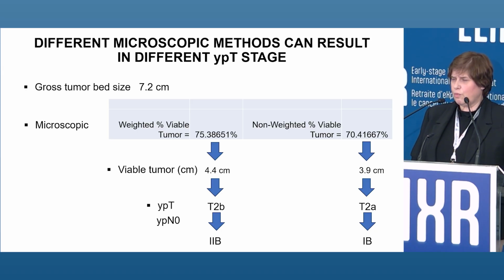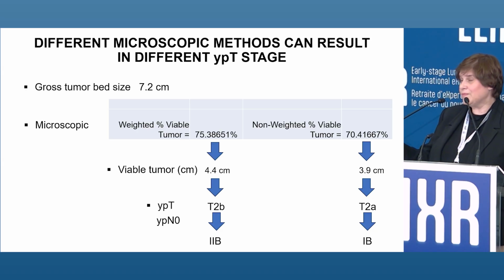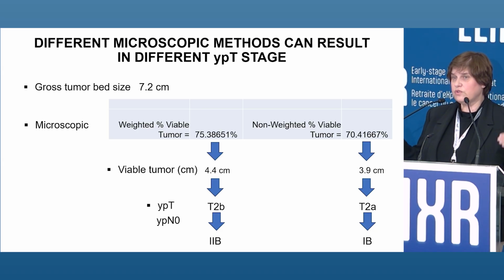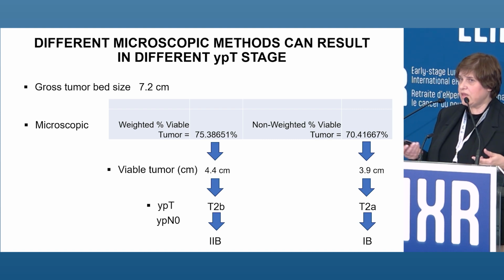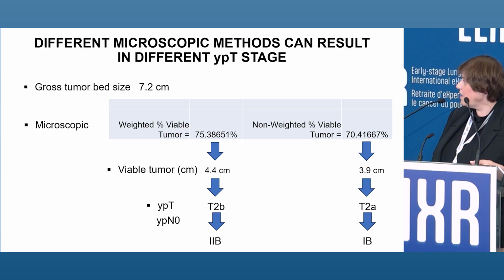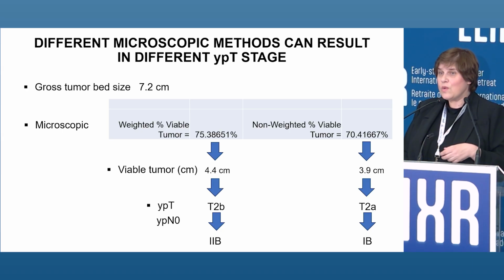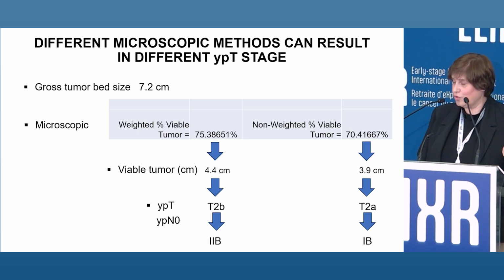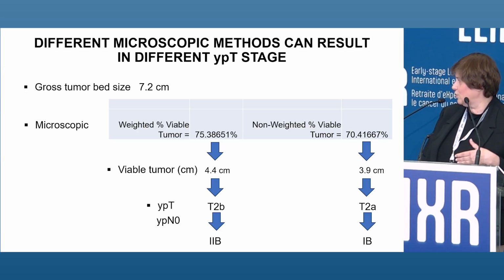So then you're supposed to adjust the tumor size. By one method it was 4.4, by the other one it was 3.9. So it's a difference. This will result in a different ypT, T2b versus T2a. And this case had negative lymph nodes. So it will have an impact whether it's a 2B or a 1B. And it's important to know if we are going to use this in the future in the management of patients, we really have to sort this out.